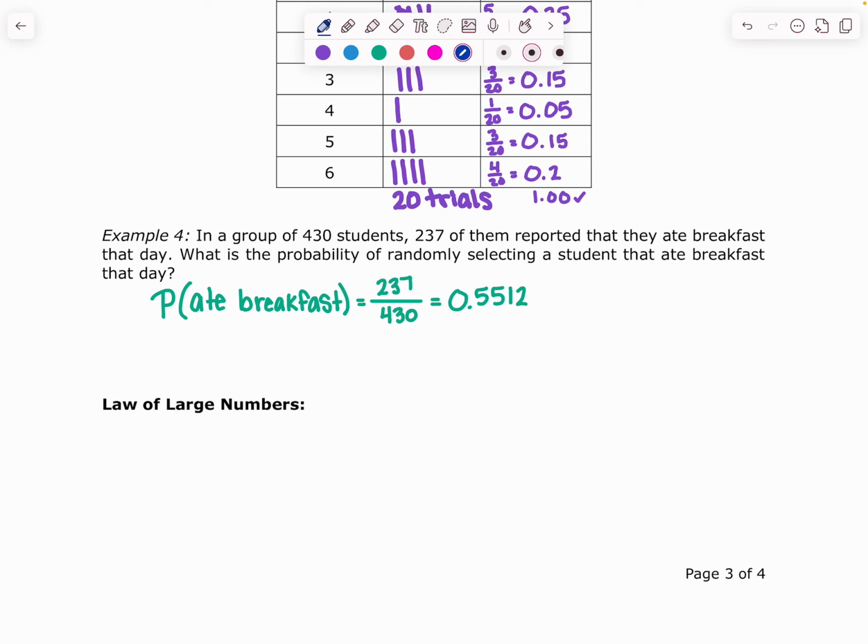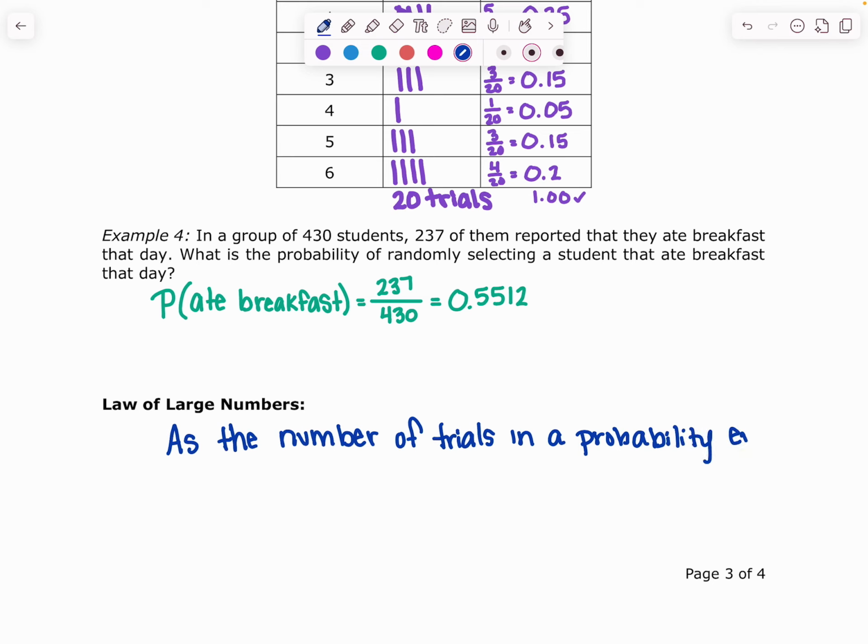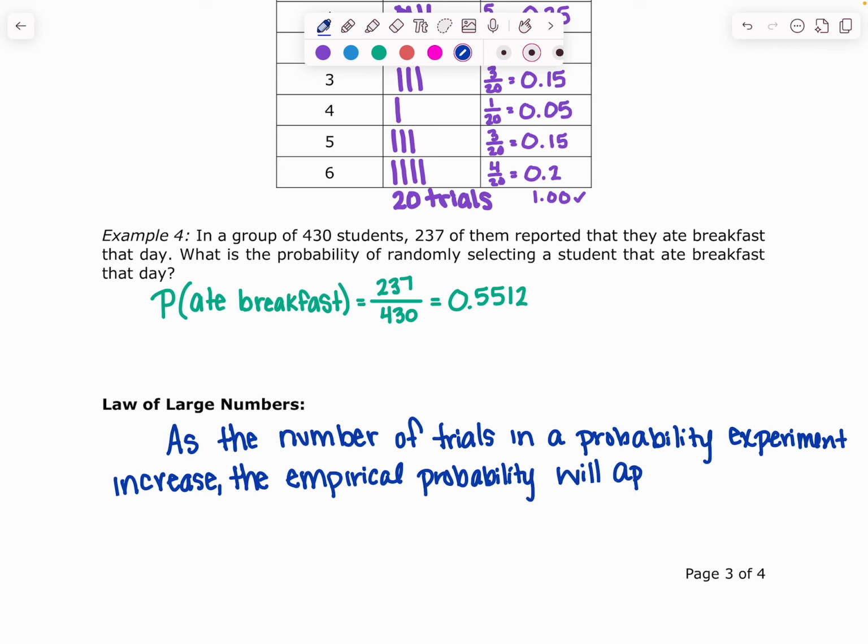And the law of large numbers states that as the number of trials in a probability experiment increase, the empirical probability will approach, or get closer to, the theoretical probability.